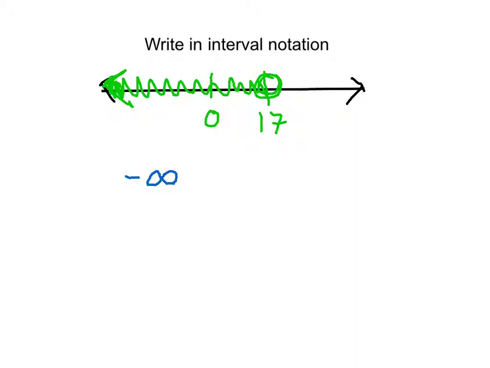And since we don't use a bracket with negative infinity, we want to have a parenthesis. So the smallest number, or the number furthest to the left that's going to be shaded, is negative infinity. And this is going to go, starting at negative infinity, all the way up to 17. So, comma, the smallest number is negative infinity, all the way up to 17. 17 is not included, so we have a parenthesis. So that's how we take something using a graph and write it in interval notation.